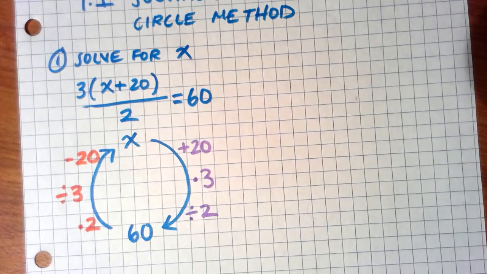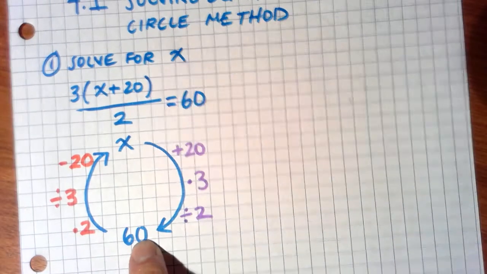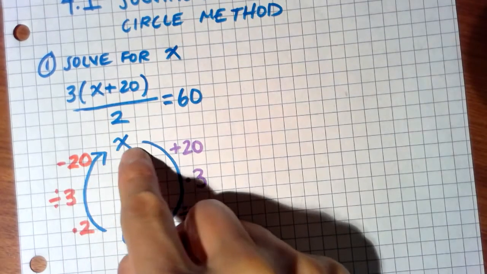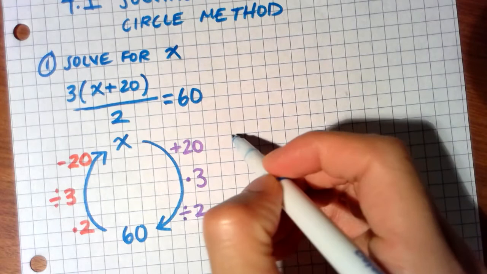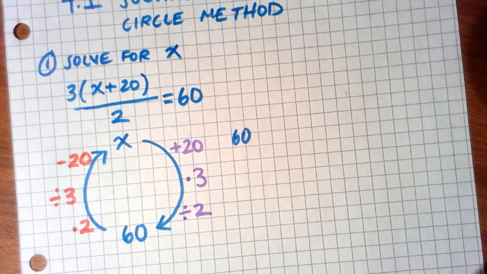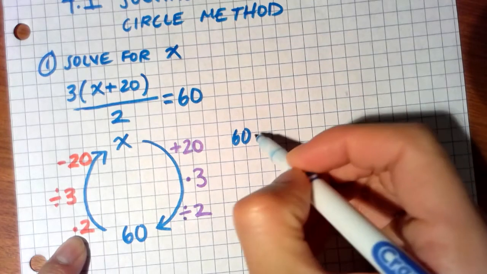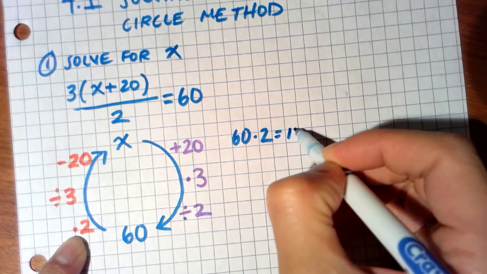So now, to figure out what x equals, I'm going to go to the bottom of the circle and then work my way up around the left of the circle to get back to x. I'm going to do each of these inverse operations on the left here. So I start with 60. Then as we come along to the left, the first thing that happens is we're multiplying by 2. So I'm going to do 60 times 2. That is equal to 120.